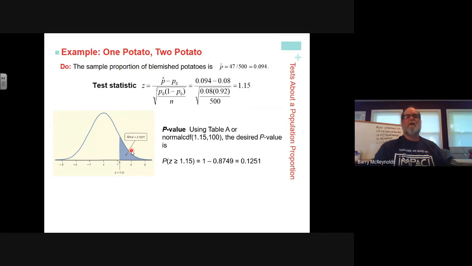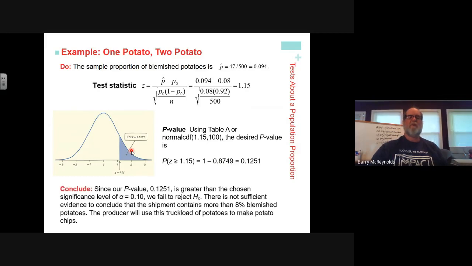Okay, so now we have to ask our question: is that significant compared to our significance level? And remember, we said that we were going to use a significance level of 10%. Since our p-value is greater than 10%, we fail to reject the null hypothesis. So there is not enough information to conclude that the shipment contains more than 8% blemished potatoes, and so we'll accept the truckload and start making chips.